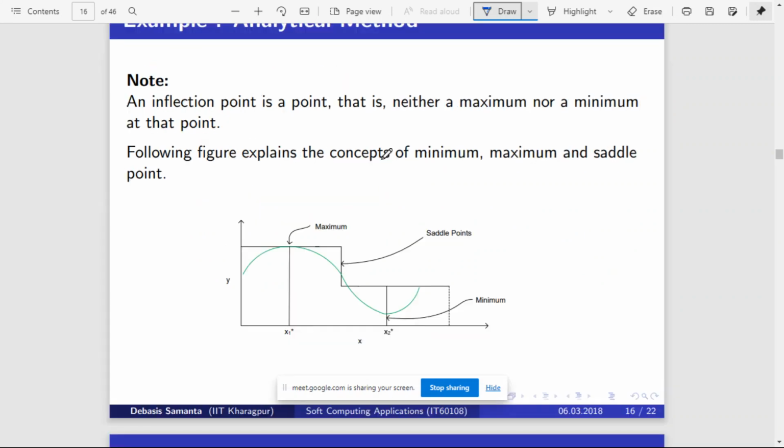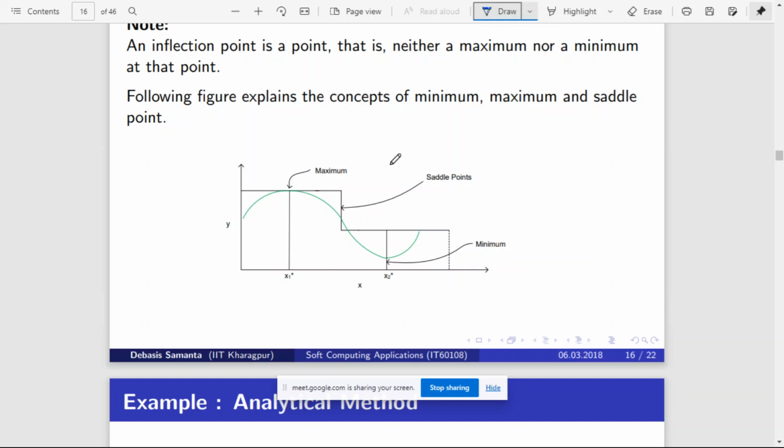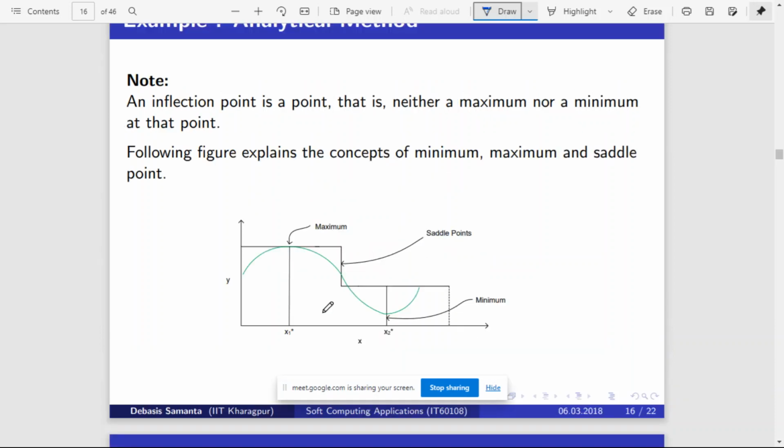Okay, so fine. If you see this particular function, normally this type of problem, optimization problems, if you plot a graph for that, you will get something like this. Here you can see there is a maximum point and there is a minimum point. Depending on the type of the problem, we have to find either x1 star or x2 star. If the objective is to maximize the output, then we have to find x1 star. That is, for which value of x, when x is equal to x1 star, we are getting the maximum output.